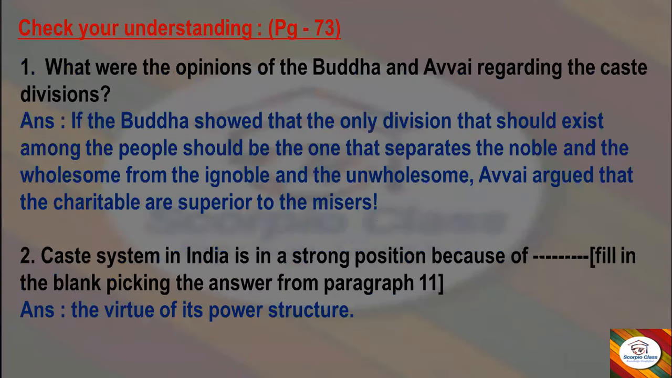Now let's move to the next check your understanding questions from page 73 of your textbook. First question: what are the opinions of the Buddha and Avvai regarding the caste divisions? Answer: the Buddha showed that the only division that should exist among the people should be the one that separates the noble and the wholesome from the ignoble and the unwholesome, and Avvai argued that the charitable are superior to the misers.